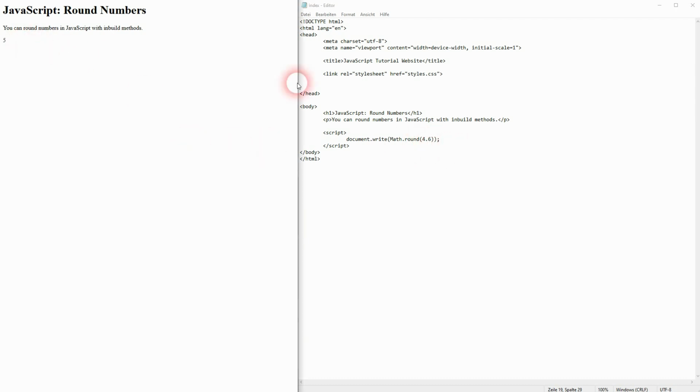And let's say we wanted to round it down despite it being 0.6. We'll just use Math.floor. And this will always give you the lowest number. So even at 4.9, we will get a 4.